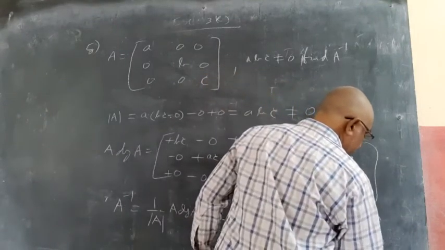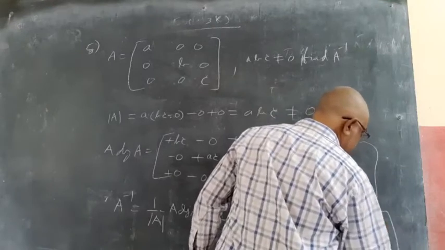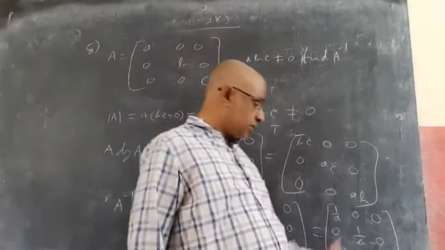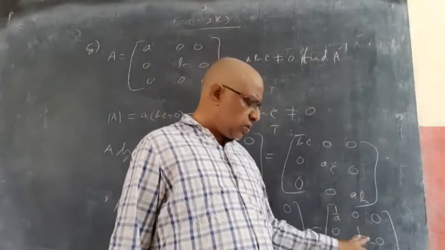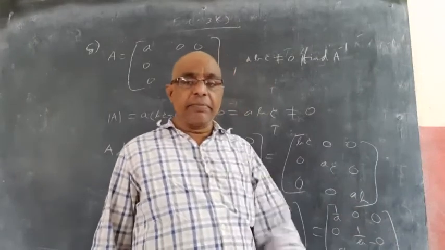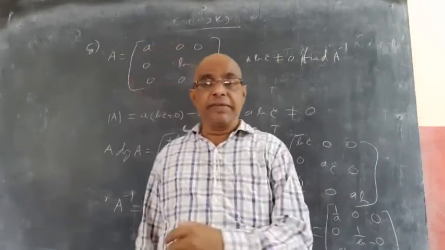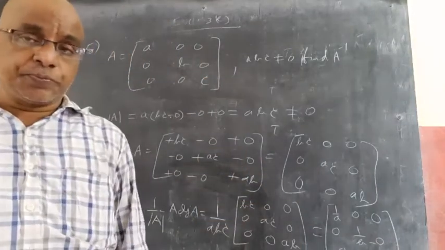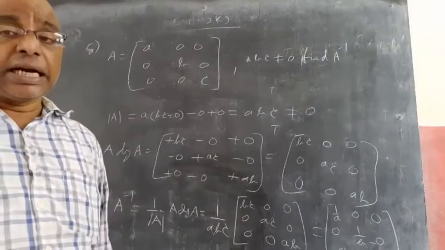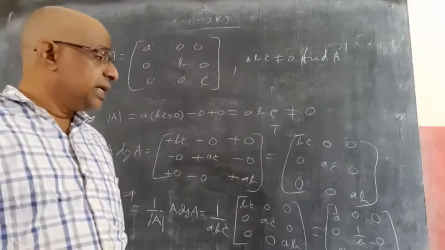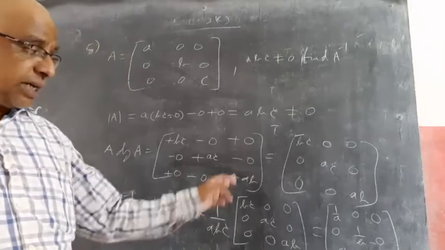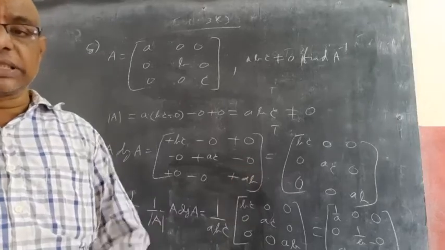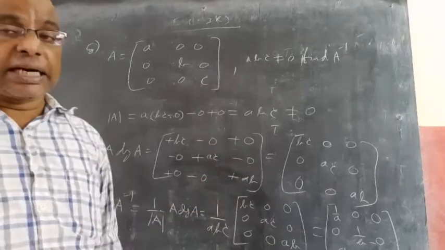So whenever you want to find the inverse of a 3 by 3 diagonal matrix, you can use this result. Simply all the diagonal elements become 1 by the element, meaning multiplicative inverses of the elements. So the inverse of a diagonal matrix is the diagonal matrix formed by the multiplicative inverses of the diagonal elements, always.